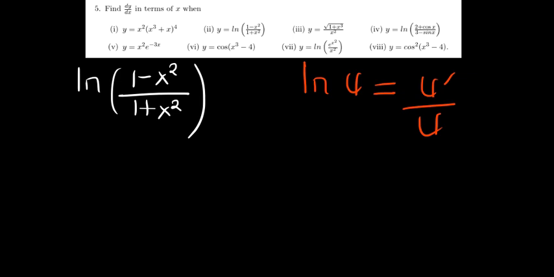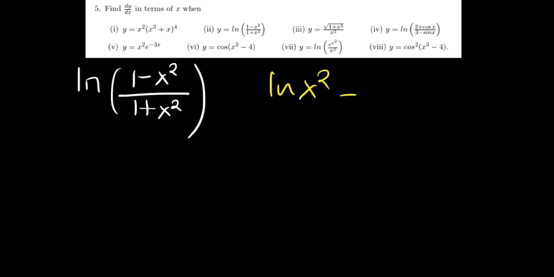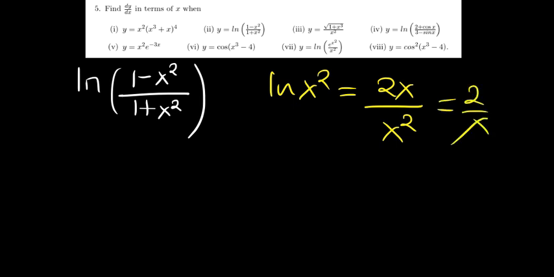So what that means is, if you're going to have a natural log of x squared, the derivative of x squared is 2x, and then you maintain whatever is attached to the natural log, x squared. So this gives you 2 over x. That's how you differentiate the natural log. You can literally do the same here.